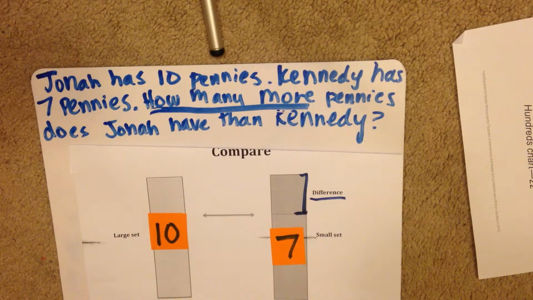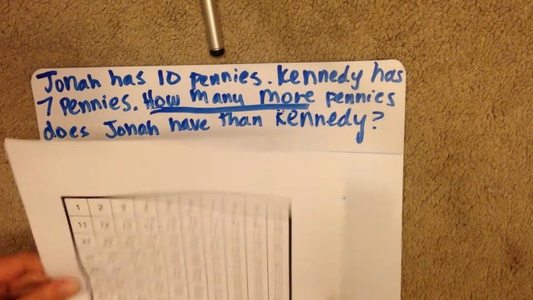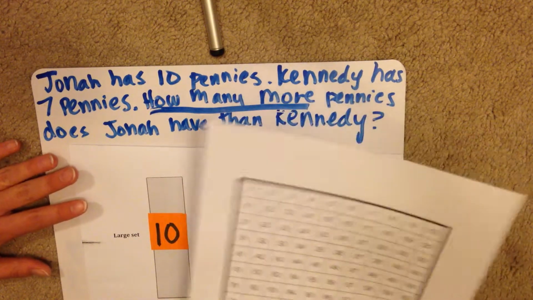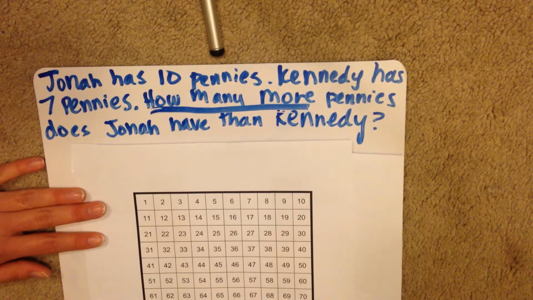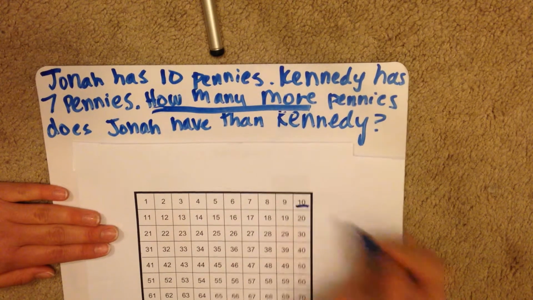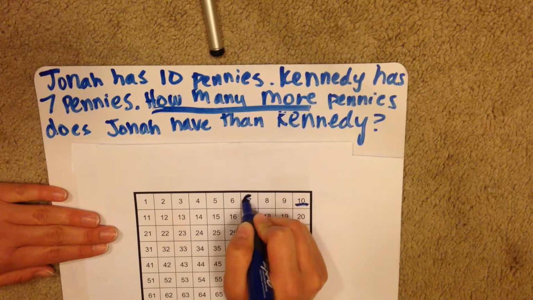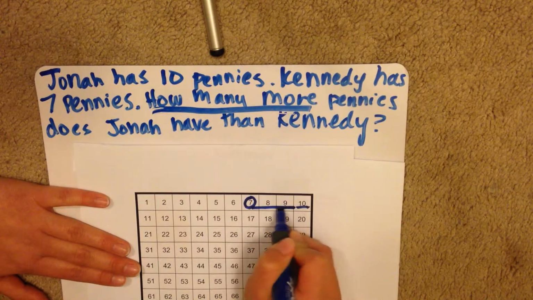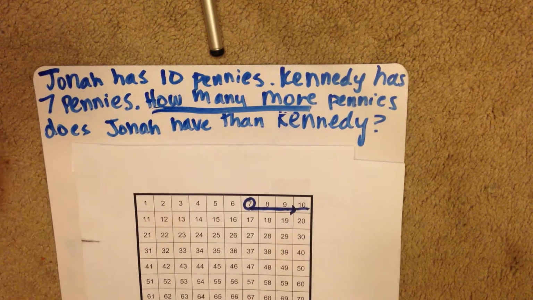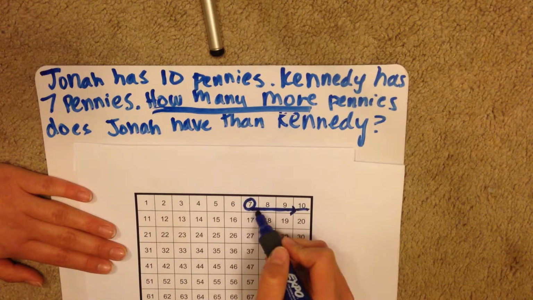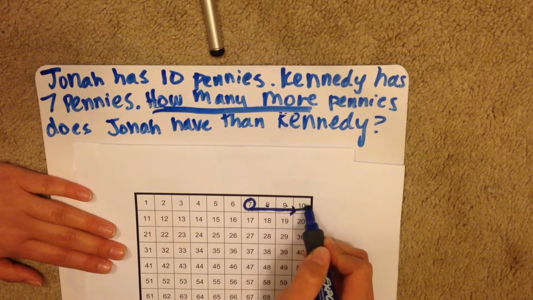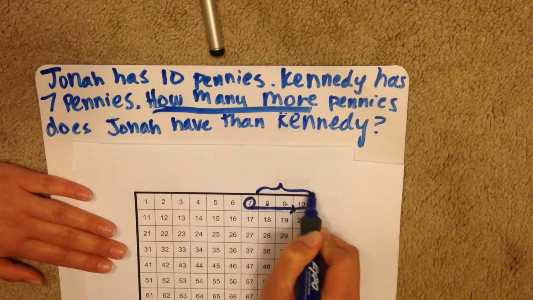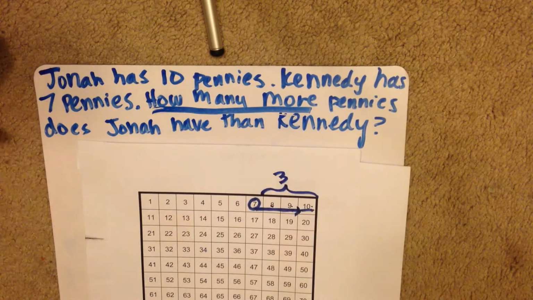I want us to use one of our resources that we've seen in the past. I want us to use our number chart. So here's our number chart. We know that Noah had 10 and Kennedy had 7. So I'm going to underline Noah, circle Kennedy. We're trying to find this difference. How many more did Noah have than Kennedy? So let's go ahead and count. We know that Noah has 1, 2, 3 more. So there is a difference of 3 pennies that Noah has and Kennedy doesn't.